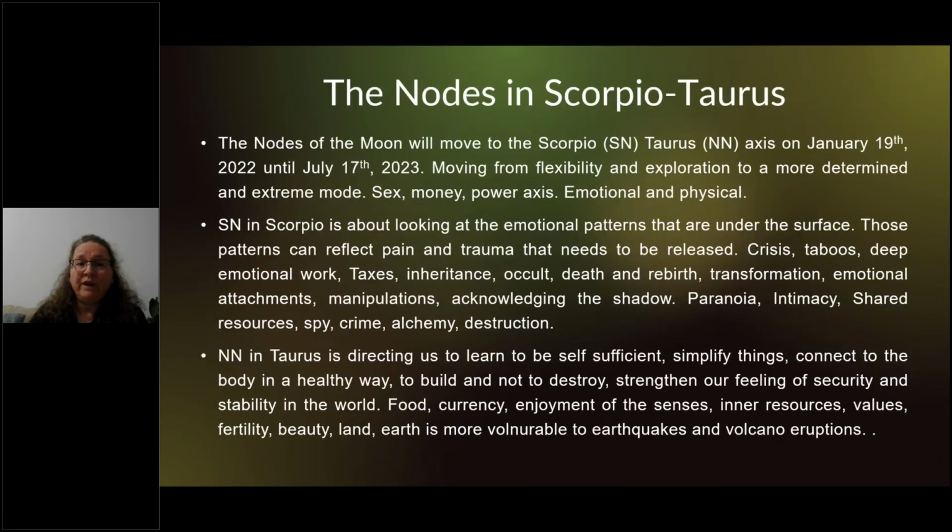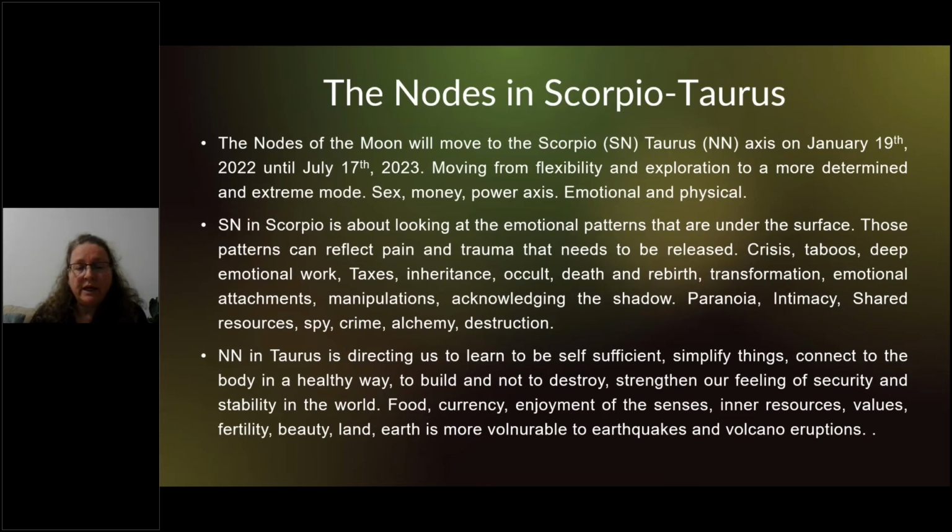So we are moving from the mutable. Okay, Sagittarius and Gemini are mutable signs. They are more flexible, they are more exploring. They're about knowledge and learning and journeys. And we are moving now to the fixed signs, with the South Node in Scorpio and the North Node in Taurus. So the nodes of the moon will move to the Scorpio-Taurus axis on January 19th, 2022, and they will stay there until July 17th, 2023.